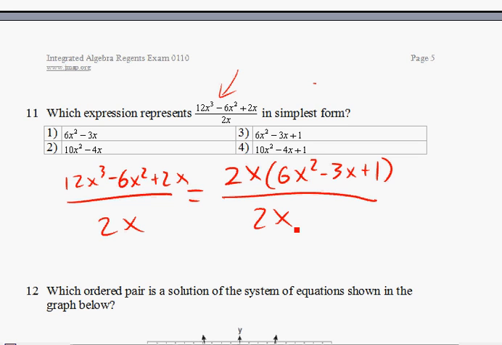And after you get this part, you can cancel or cross out the 2x over 2x because that's equivalent to 1, and your answer is just the top part. Okay, so 6x squared minus 3x plus 1, choice 3.